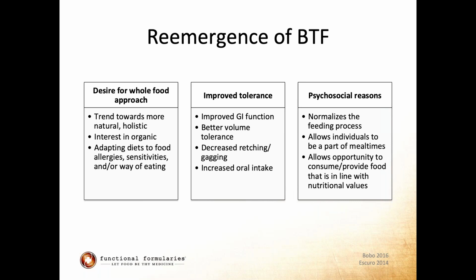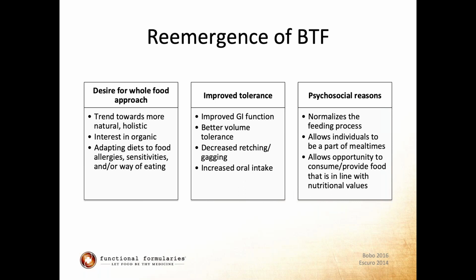There is an interest in the organic space as well. The USDA does cite that the demand for organically produced goods continues to show double-digit growth. Blenderized diets also allow us to adapt to food allergies, sensitivities, and/or someone's preferred way of eating. Another cited reason for the blenderized diet renaissance is improved tolerance. So we will definitely take a deeper dive into this, but improved GI function has been noted across a number of studies when it comes to blenderized diets. Better volume tolerance, decreased gagging and retching, and increased oral intake also.